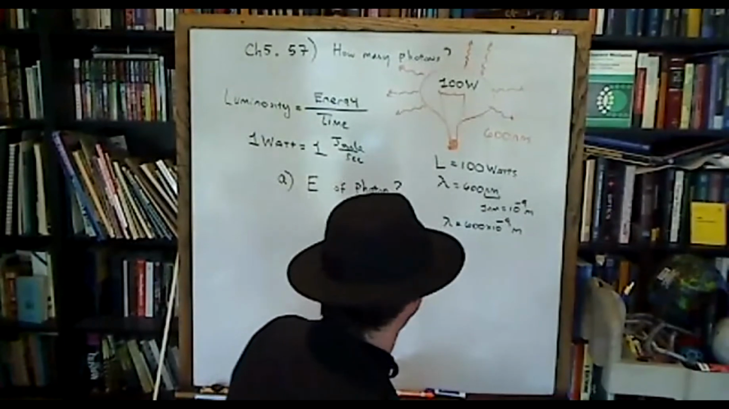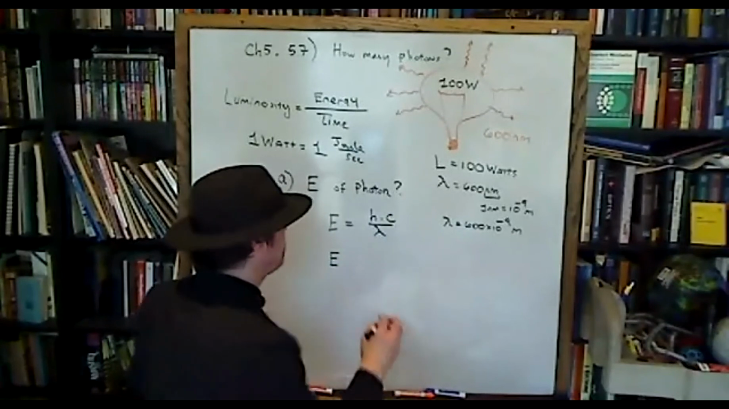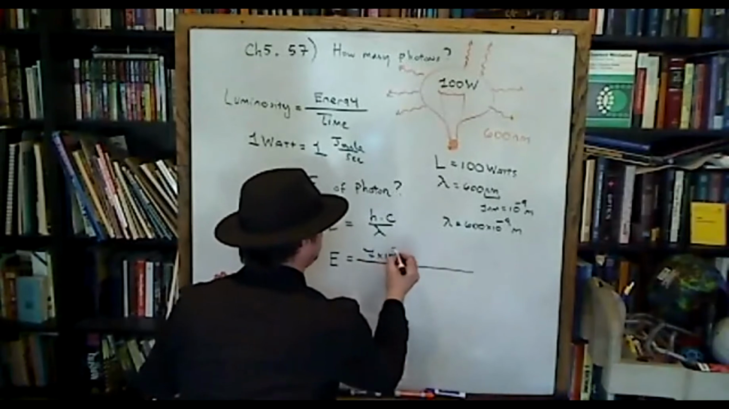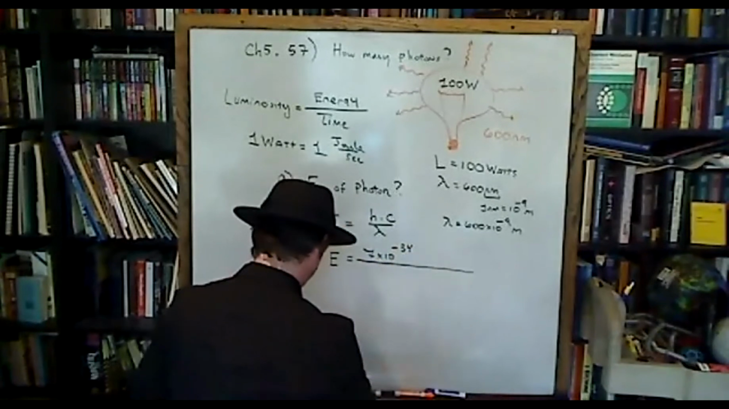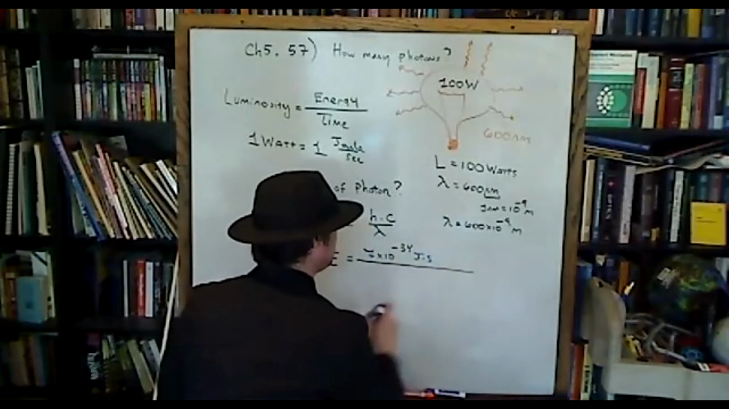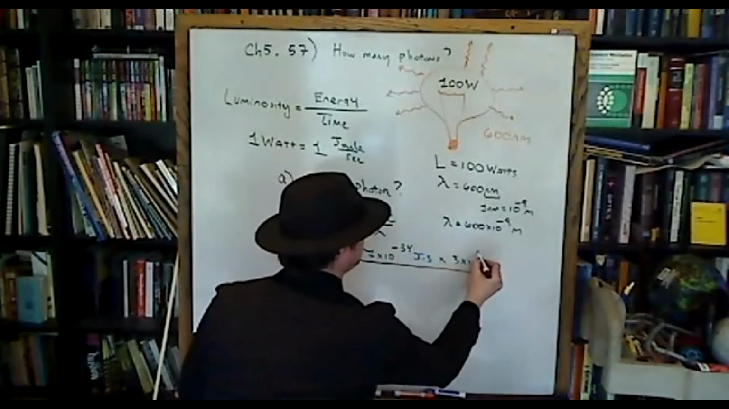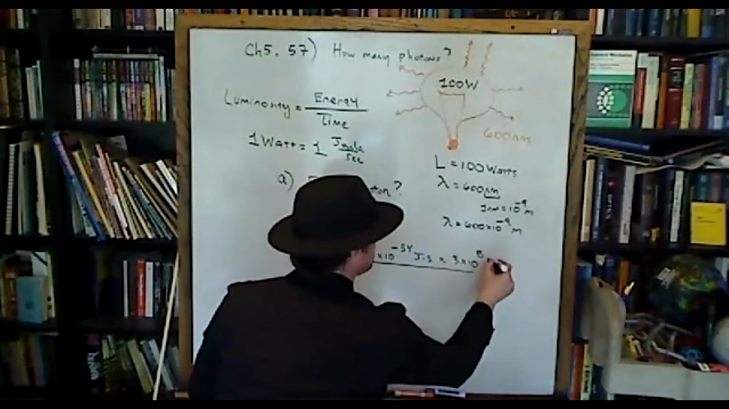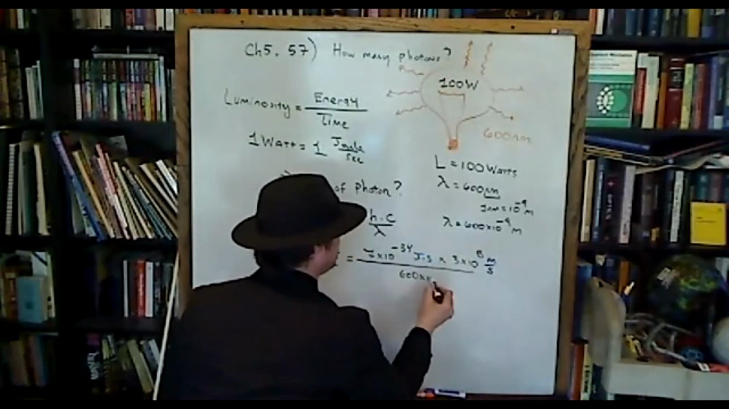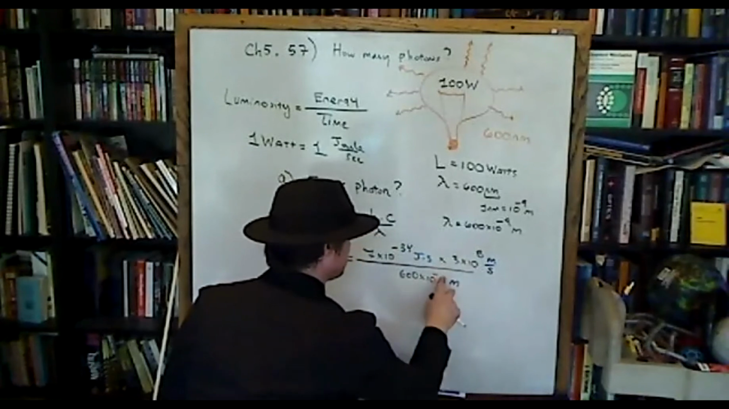All right, so let's plug that right in, in the interest of time. It's 7 times 10 to the -34 joule seconds times the speed of light, 3 times 10 to the 8 meters per second, all divided by 600 billionths of a meter.